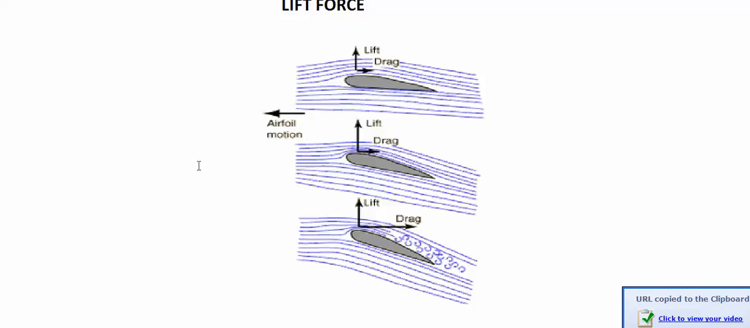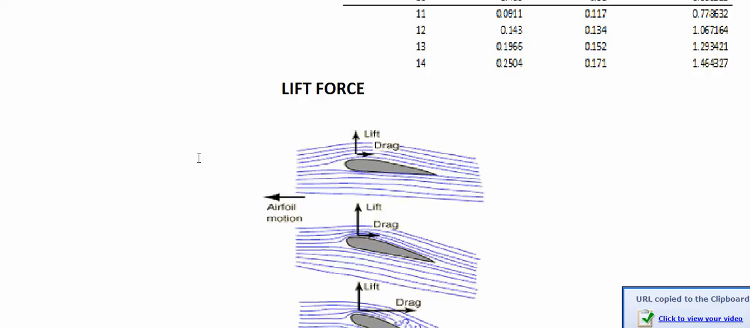Hi, in this video let's discuss the lift force. Now, what exactly is the lift force? We know that the lift force is a force which is perpendicular to the direction of the wind, isn't it? But the question is, what exactly is the reason for this force?